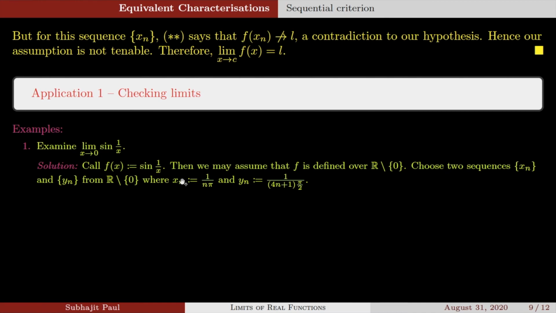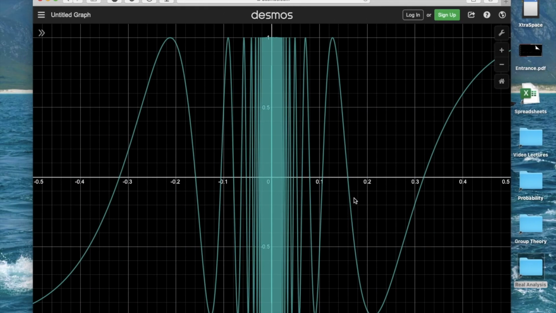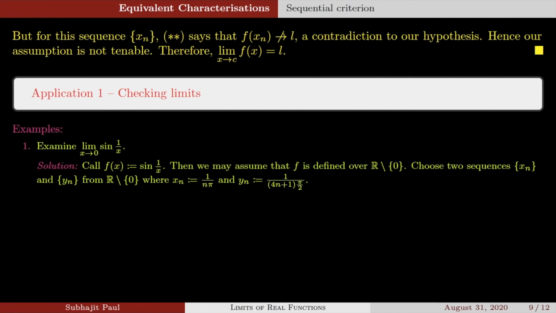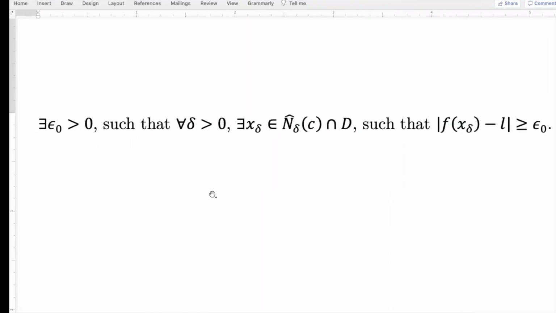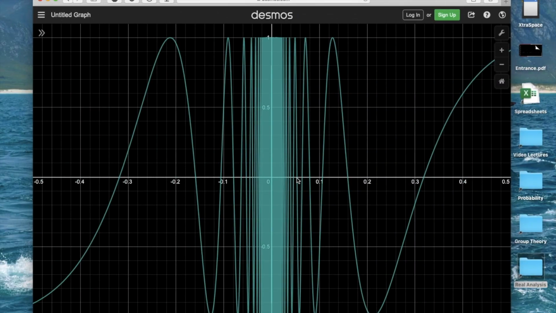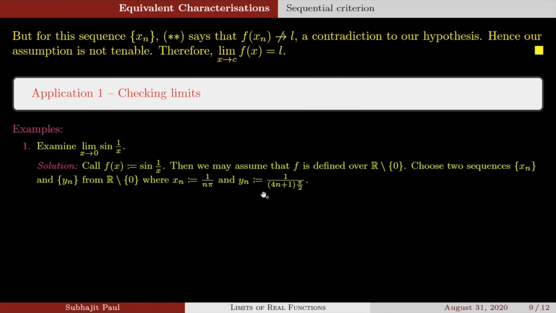So x_n, I have chosen: x_n equals 1 over n pi. Of course, 1 over n pi goes to 0. When I apply sine on that, it is sine of 1 over x_n, that is sine of n pi, which is equal to 0. So I have chosen this sequence, which is going to 0. The other sequence I have chosen is y_n equals 1 over (4n plus 1) pi by 2.